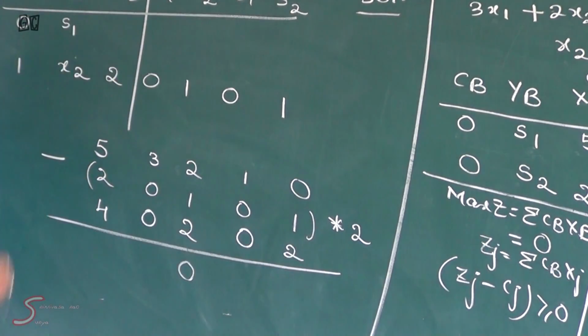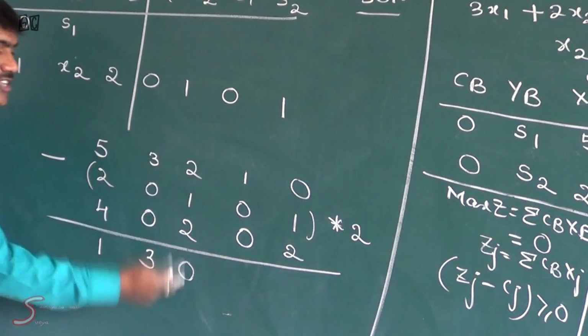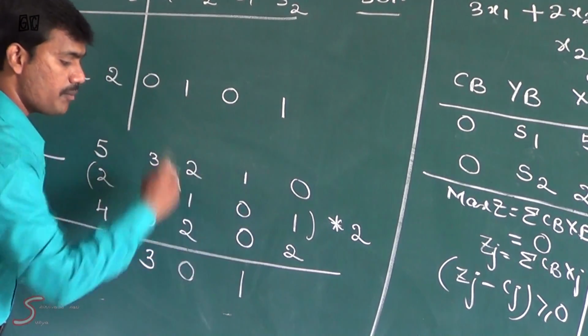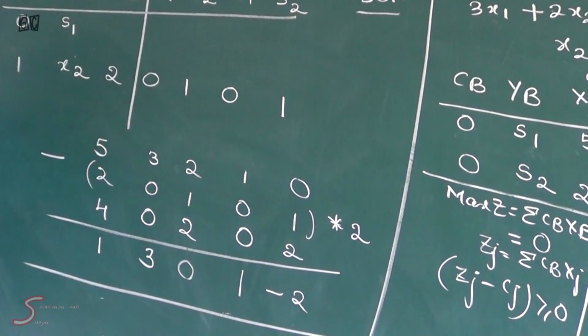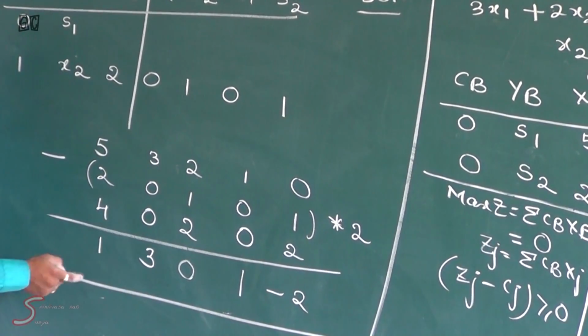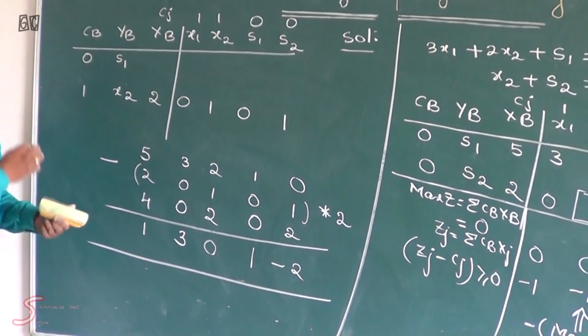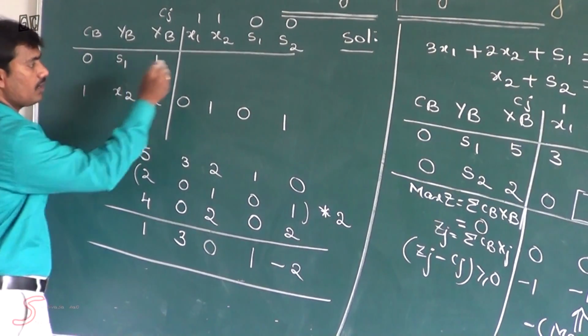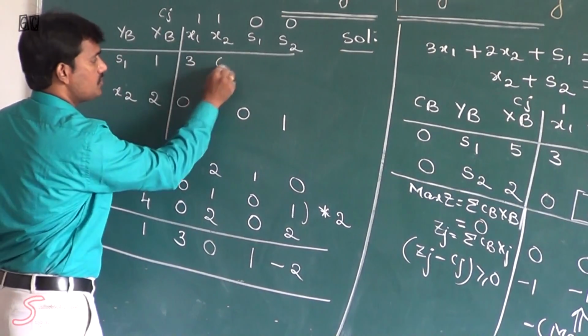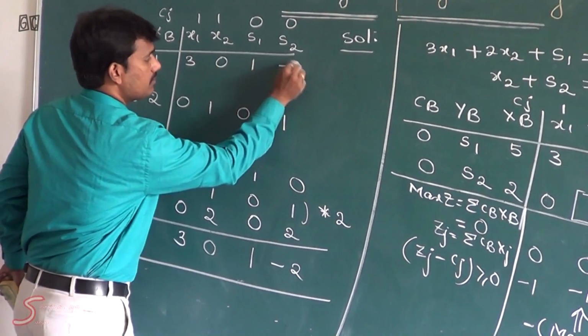I am going to subtract these. 5 minus 4, that is 1. 3 minus 0, that is 3. 2 minus 2, that is 0. 1 minus 0, again 1. 0 minus 2, that is minus 2. I am going to represent this entire row in the first row. That is 1, 3, 0, 1, minus 2.